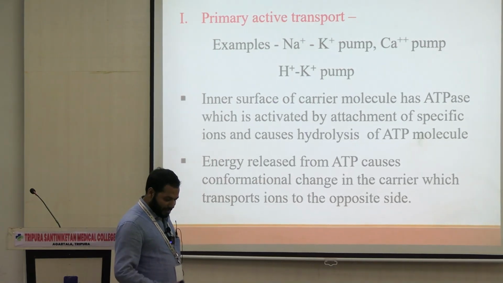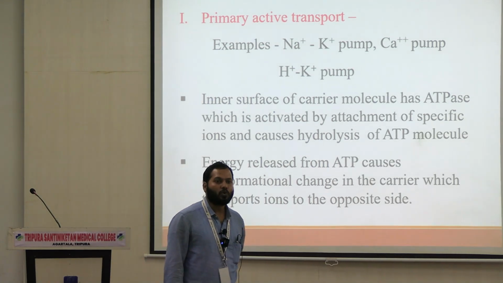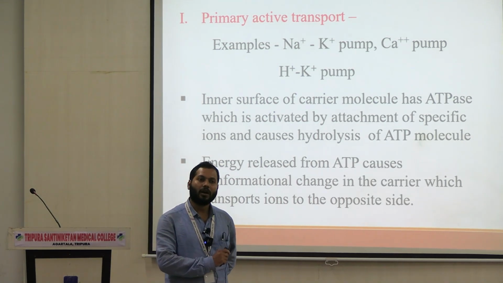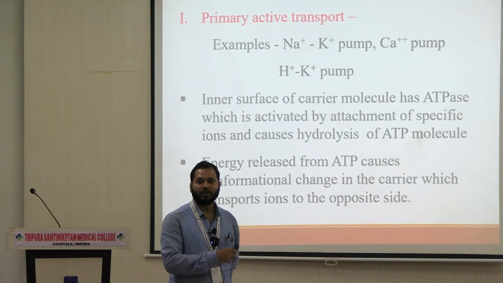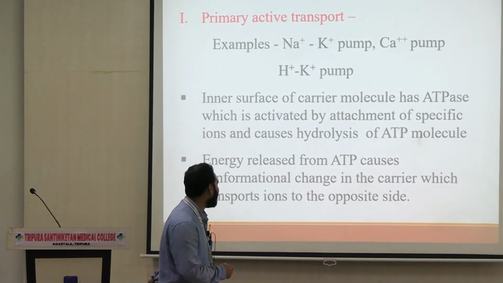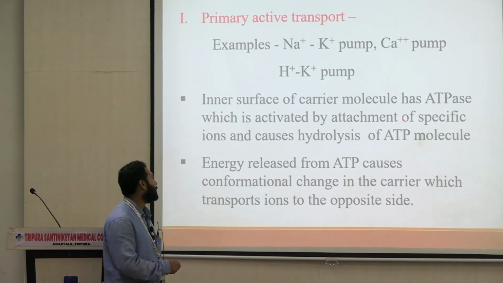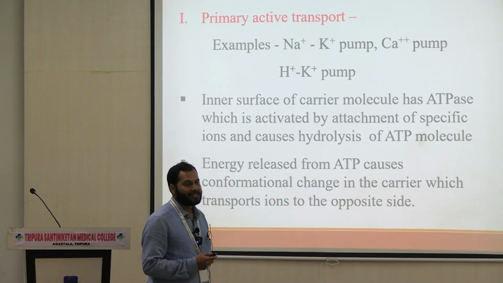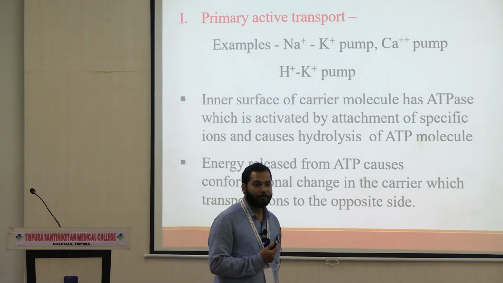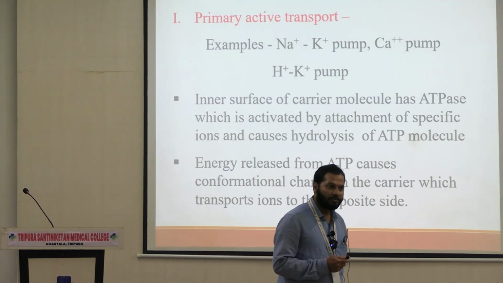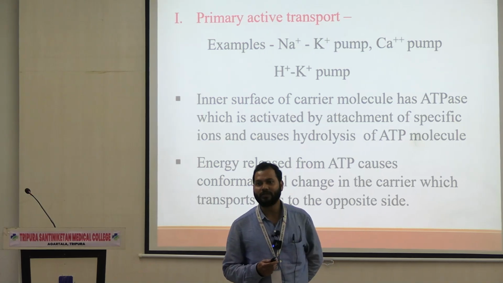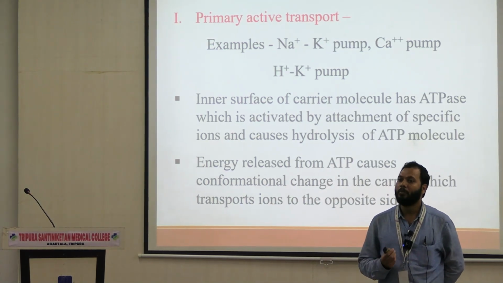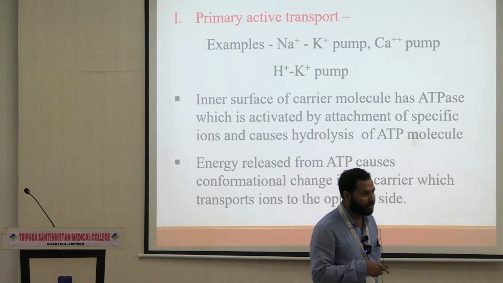Now, as I mentioned, active transport requires a specific type of energy. So for the actions of those pumps, they also require energy that is provided by the hydrolysis of ATP molecules, right? Due to the hydrolysis of ATP, it releases phosphate, and that phosphate acts as a source of energy for the movement of molecules against the concentration gradient.